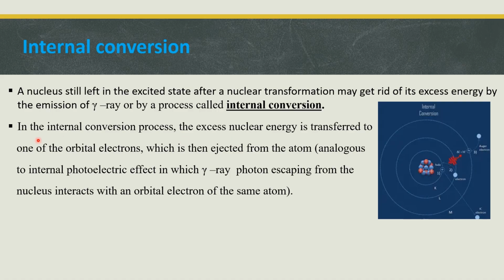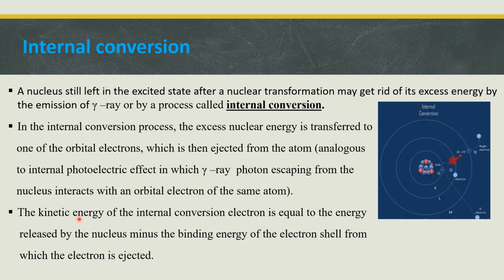In the internal conversion process, the excess nuclear energy is transferred to one of the orbital electrons, which is then ejected from the atom. This is analogous to the internal photoelectric effect, in which gamma photons escaping from the nucleus interact with an orbital electron of the same atom. The kinetic energy of the internal conversion electron is equal to the energy released by the nucleus minus the binding energy of the shell from which the electron is ejected. The binding energy is the energy needed to break the binding.